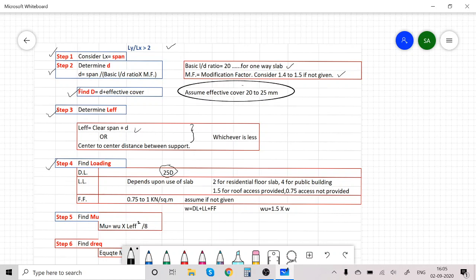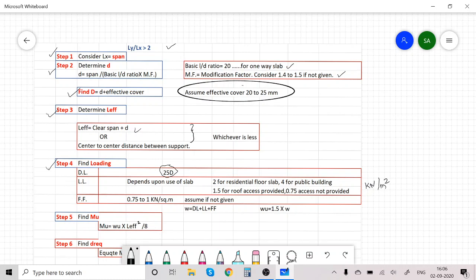Then live load depends upon the use of the slab. It is considered as 2 kilonewton per meter square for residential floor slab, 4 kilonewton per meter square for public building floor slab, and if it is a roof slab with access provided, it is 1.5 kilonewton per meter square, and if access is not provided for the roof slab, it is considered as 0.75 kilonewton per meter square. So all this load is in kilonewton per meter square.